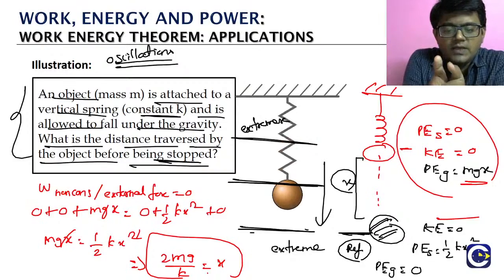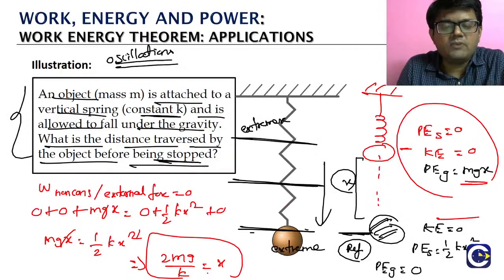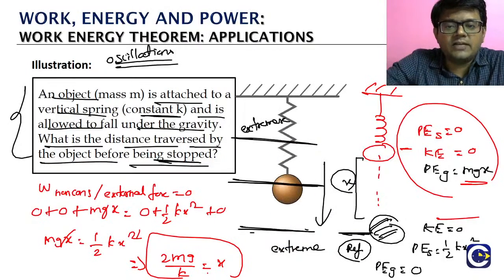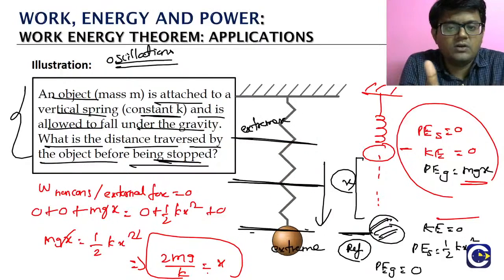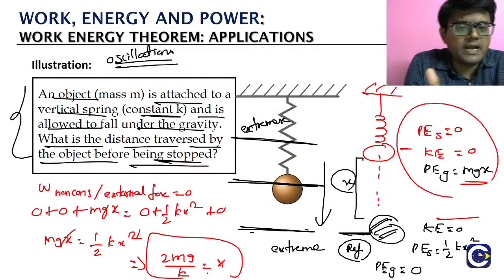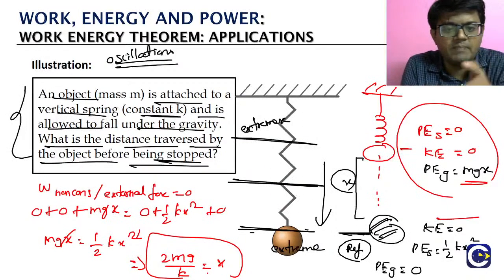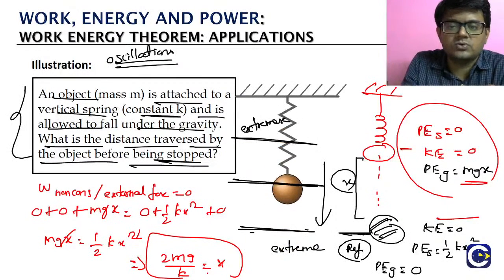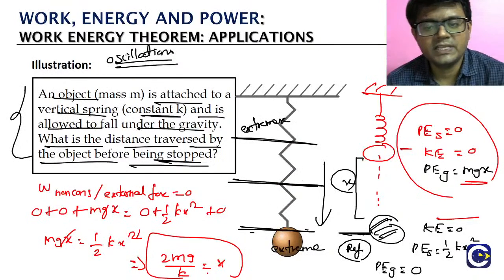When you go to this side or that side of the equilibrium, there will be a force acting towards the equilibrium to bring it back. So we'll have the tendency to come back to the equilibrium point. So if it goes this side, it will have a tendency to come back. Same on this side also. That is why the oscillations are possible. So we'll discuss it when we go to oscillations.